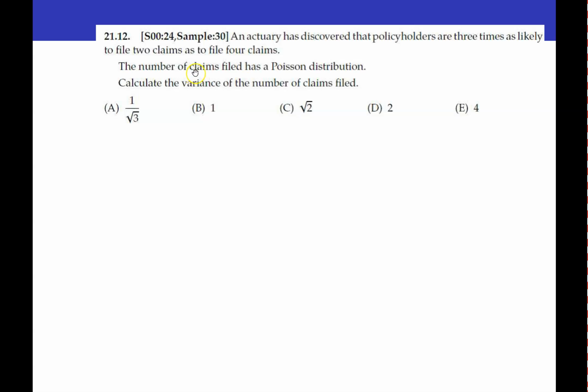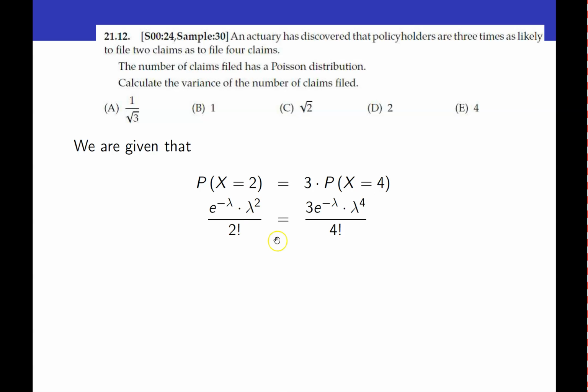All right. So the big clue here in this problem is 3 times as likely to file 2 claims as 4. So that, in math speak, is the probability that x is equal to 2 is 3 times the probability that x is 4. Using our Poisson PMF, we have e to the negative lambda, lambda squared over 2. We don't know lambda, that's what we're trying to find, but we do know x. Same thing over here on the right-hand side.